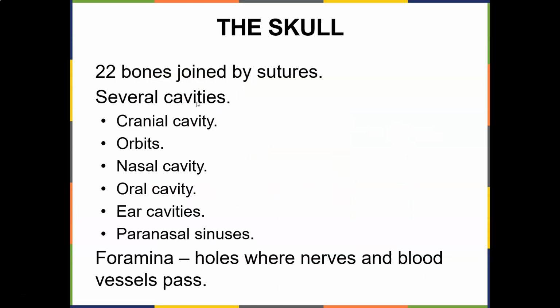Let's look at the skull itself. 22 bones joined by sutures, several cavities: cranial cavity, orbits, nasal cavity, oral cavity, ear cavities, paranasal cavities. Foramina are holes where nerves and blood vessels pass. So when you see a foramina or a foramen, you're going to see some kind of blood vessel or nerve go through it.